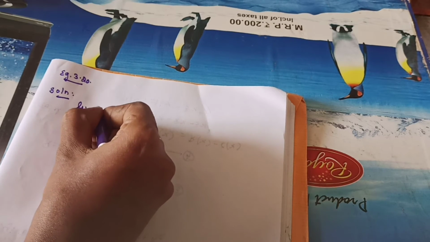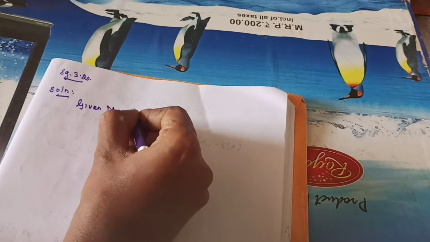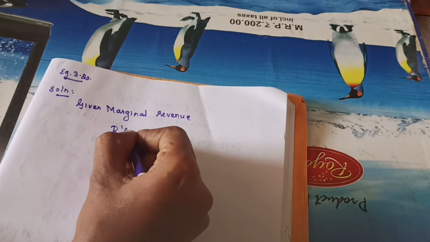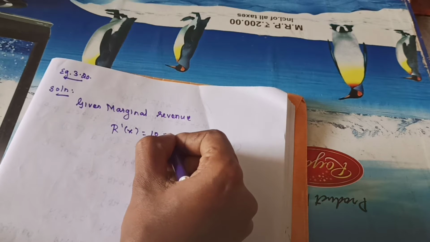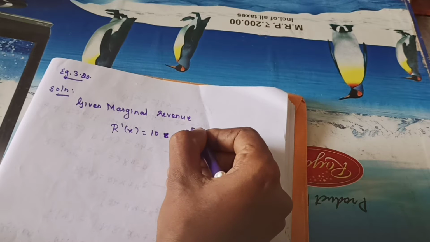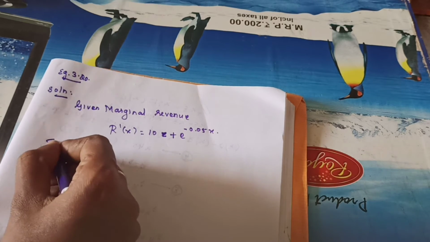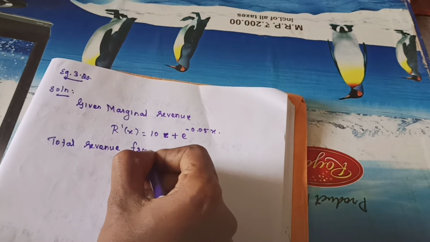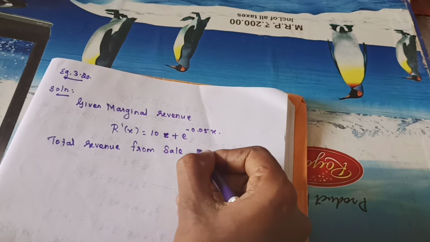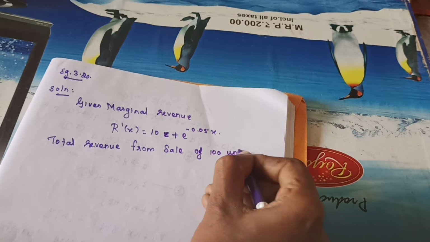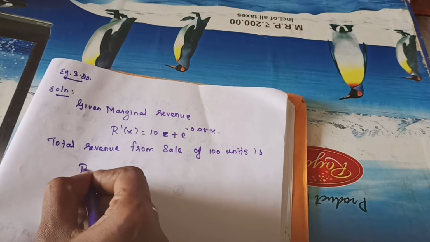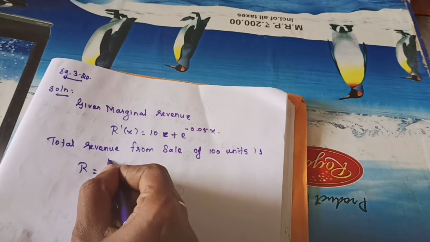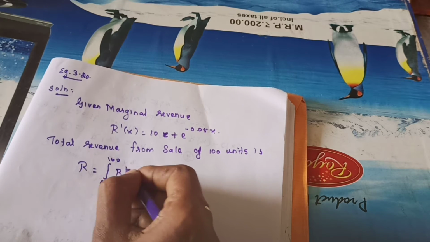Solution: given marginal revenue R dash of x is equal to 10 plus e power minus 0.05x. So the total revenue from sale of 100 units is R equals... 100 units means how will you write? 0 to 100. Okay, 0 to 100 R dash of x dx.